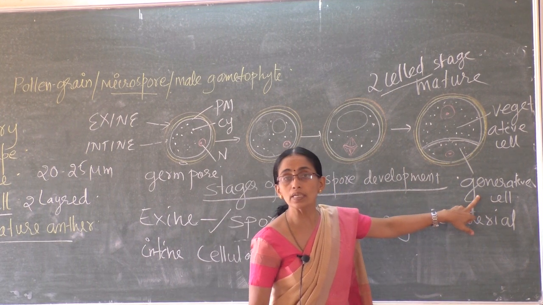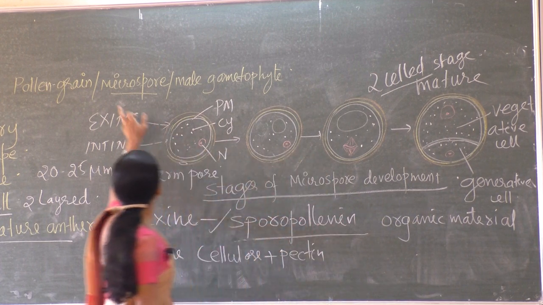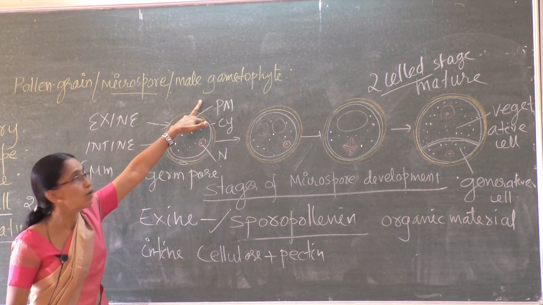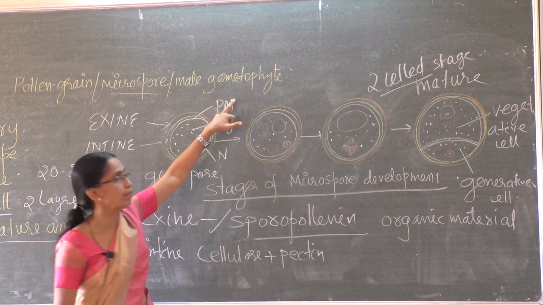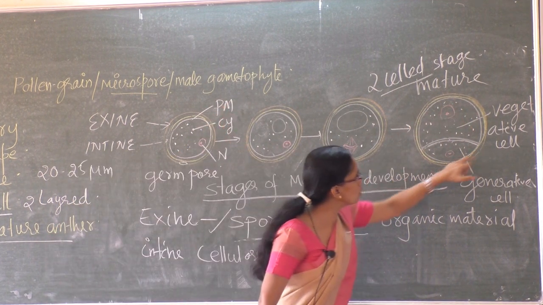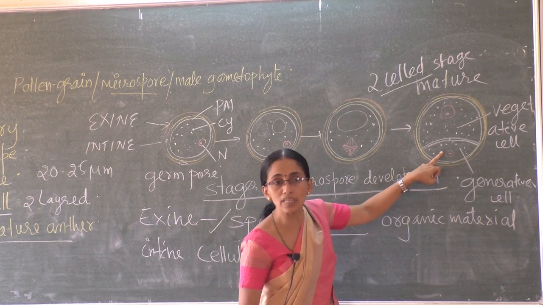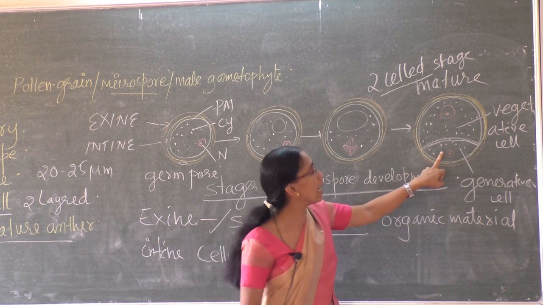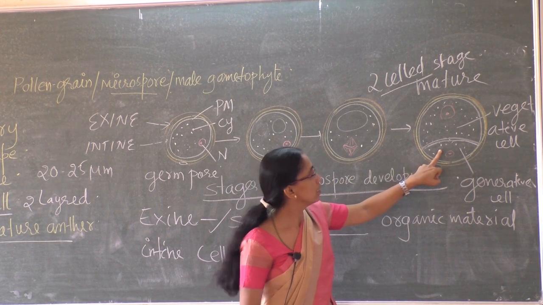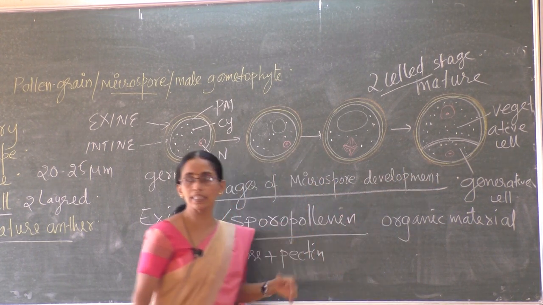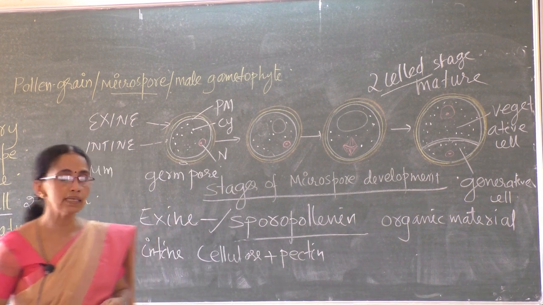Why the name generative cell? What is a microspore? A microspore is a male gametophyte. What is a male gametophyte? The structure which later produces male gametes. Among these two cells, this is the cell which later generates the male gametes. That's why the name for this cell is generative cell. The generative cell later generates the male gametes.